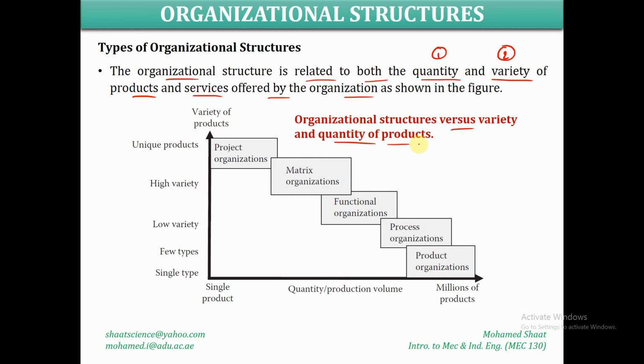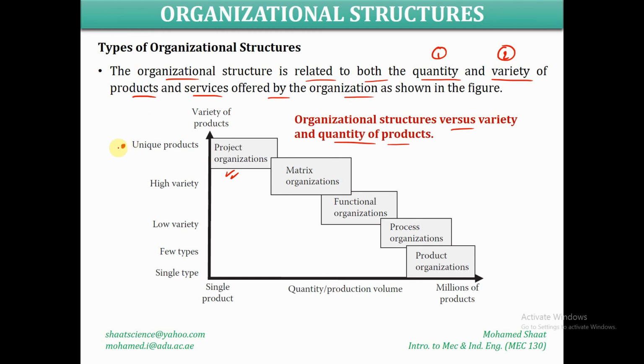For example, we may have an organization that is considered a project organization. A typical example of this is the construction organizations that are used for making malls, building huge buildings and so on. These companies are typed as project organizations. Why? Because they are working on a unique product.